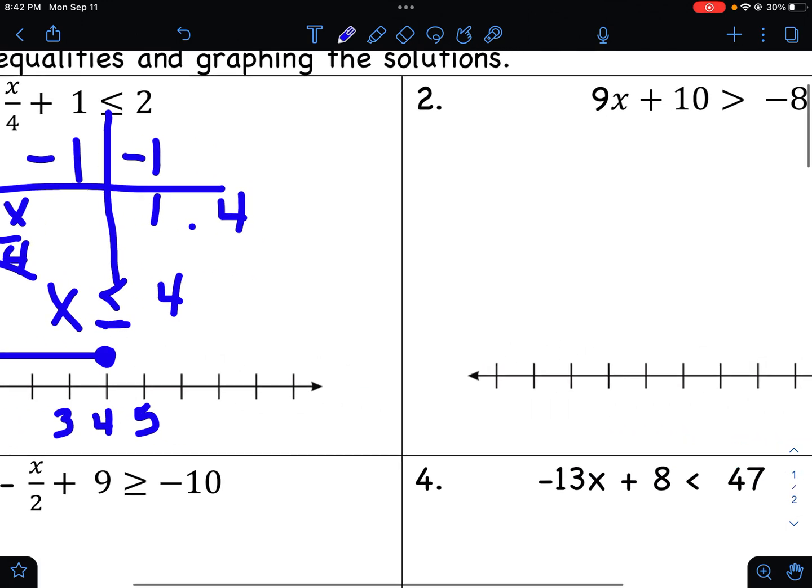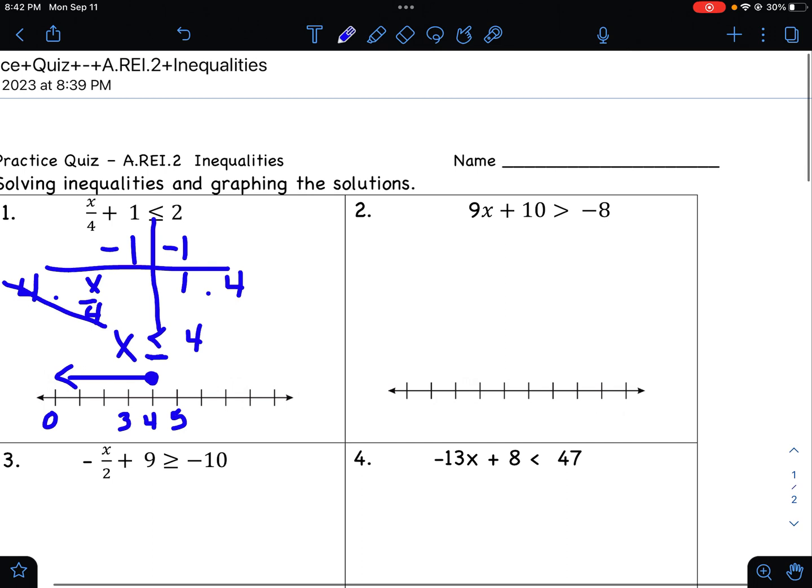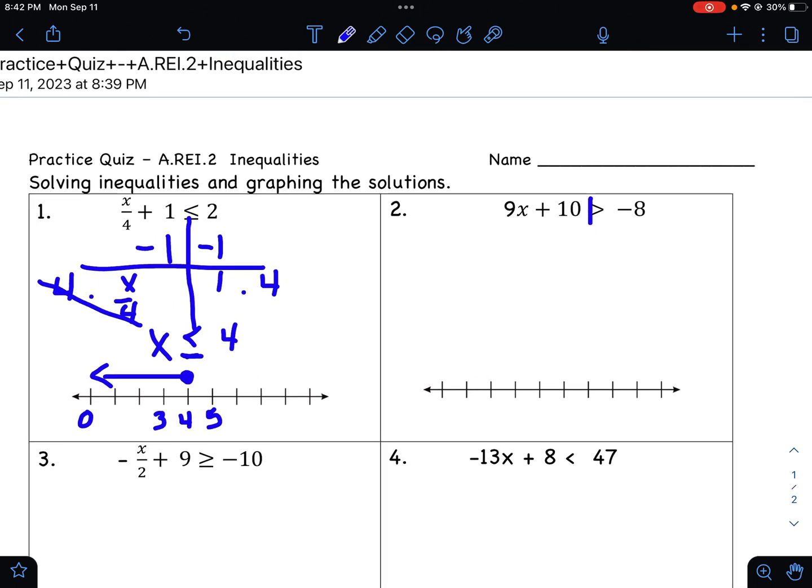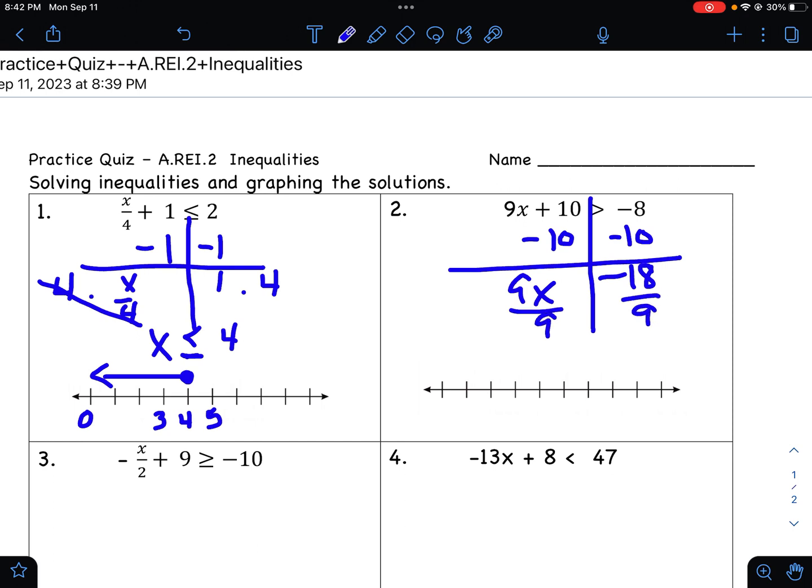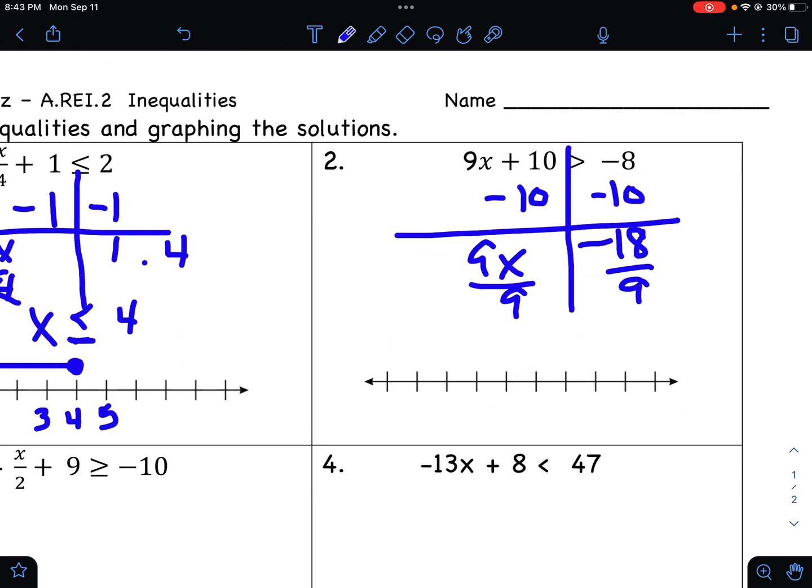So let's try number 2. Again, we would have a line coming down. A two-step would mean subtract 10 first. And we would have 9x, and we'd have negative 18. You divide both sides by 9 because that's what you do on the two-step. And then we would have x, and that would make that negative 2.